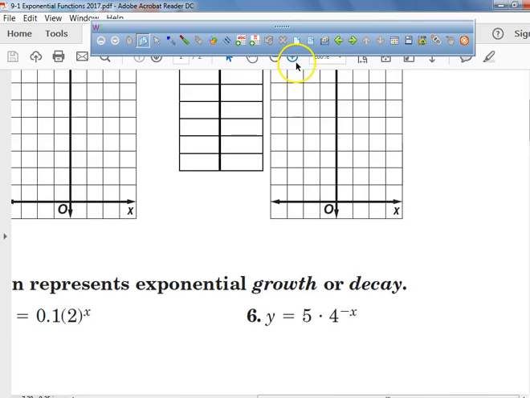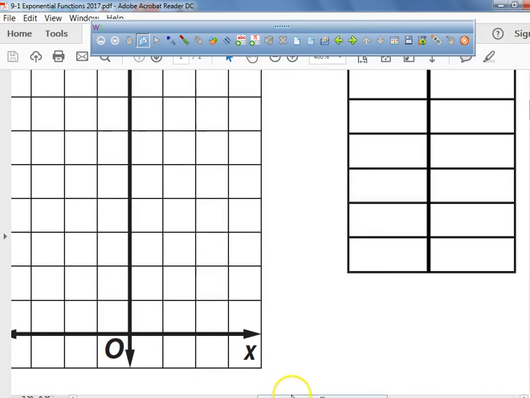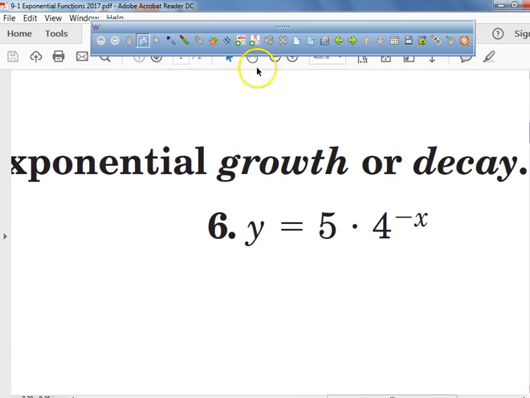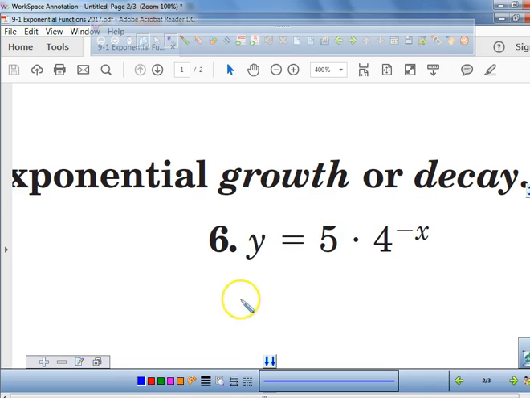Number 6 is a little tricky. Let's look at number 6. That's the part that gets kind of tricky. So right now, what do you guys think your A value is? That's just a 5. But sometimes students think the B value is 4, but it's actually not 4. But -1 times x. Does everybody agree that -1 times x is a negative x?